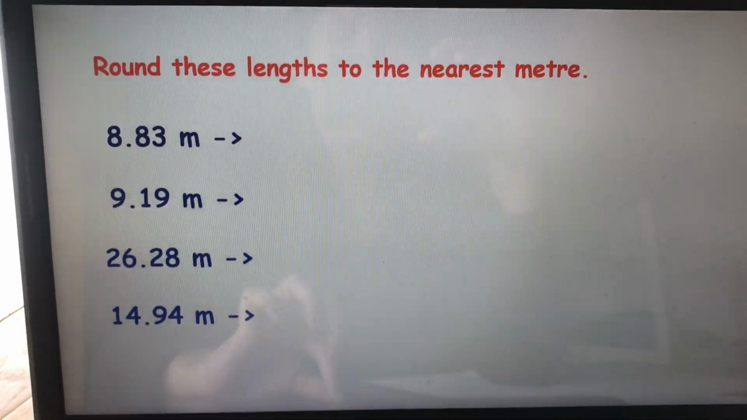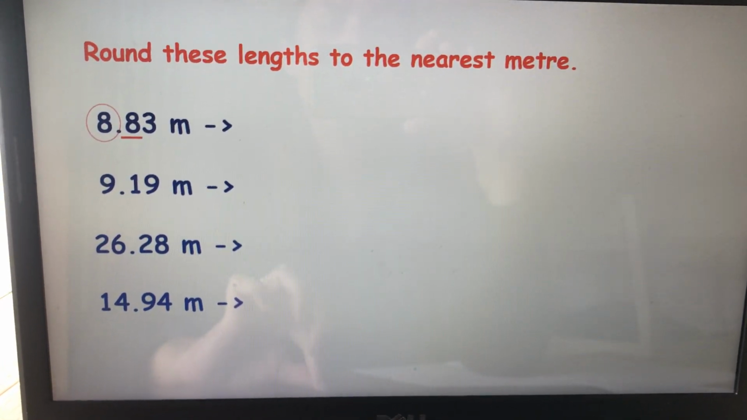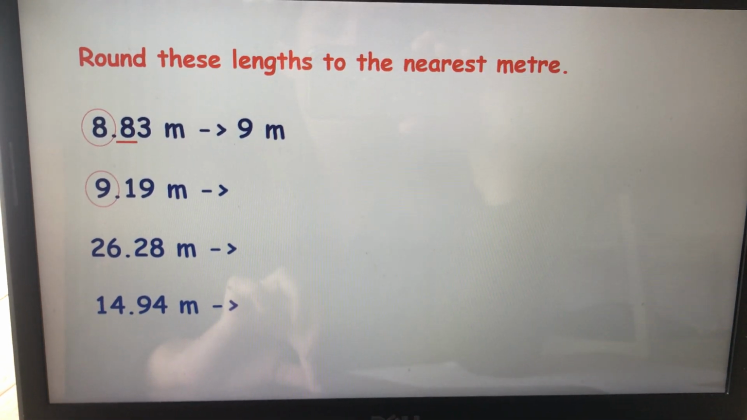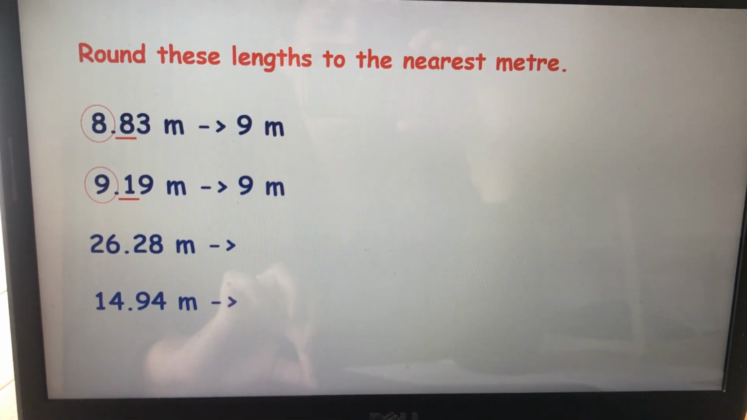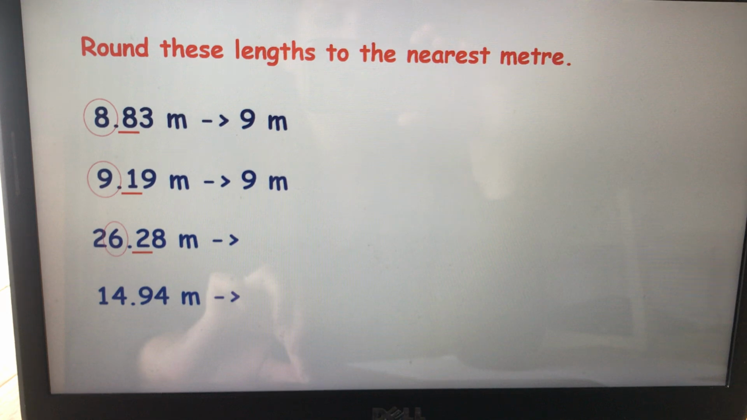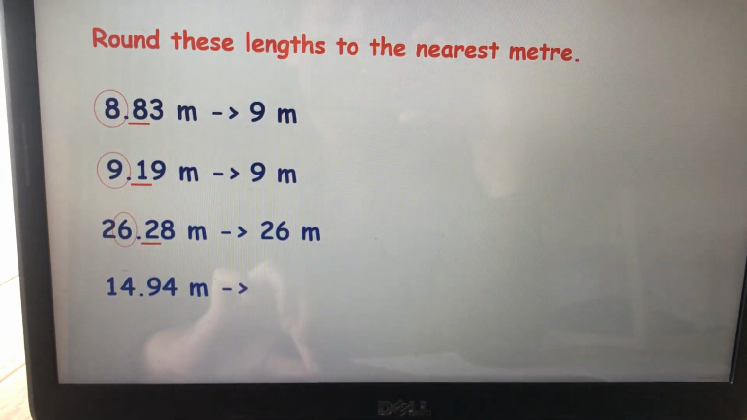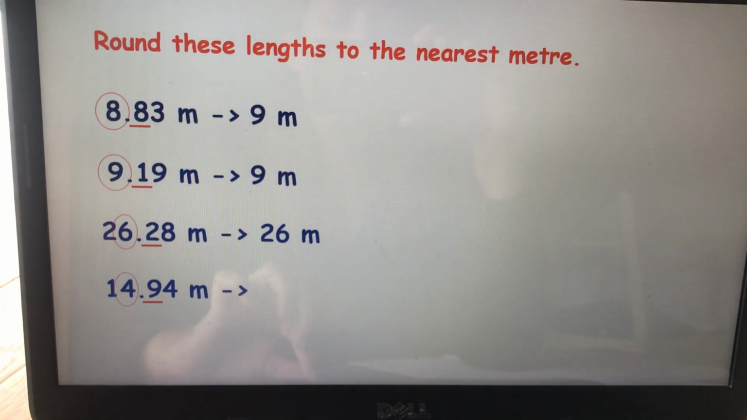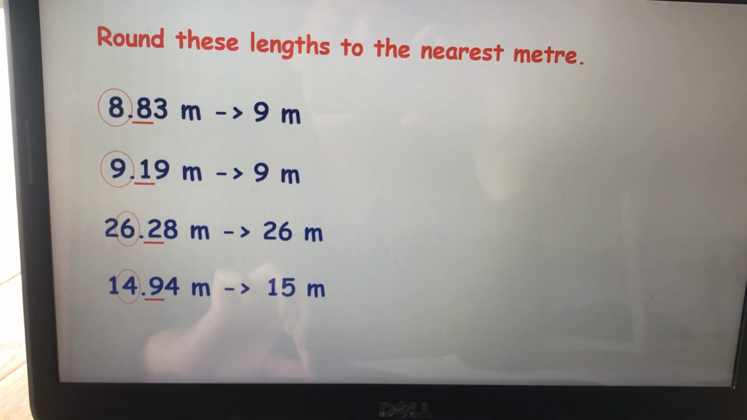All right, so I'll show you the answers now. Okay, so nearest whole number will be 9 metres for both of those, 26 metres for those, and rounding that up to 15 metres.